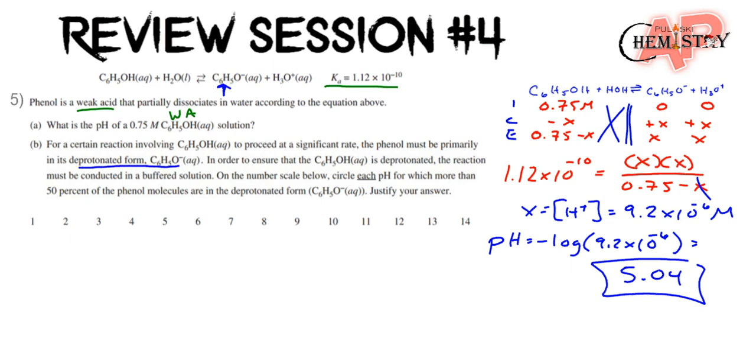This can get very confusing, so don't be afraid to make little notes or some sort of depiction of, okay, I'm needing that species versus this one. In order to ensure that the C6H5OH is deprotonated, the reaction must be conducted in a buffered solution. On the number scale below, circle each pH for which more than 50% of the phenol molecules are in the deprotonated form. This one.